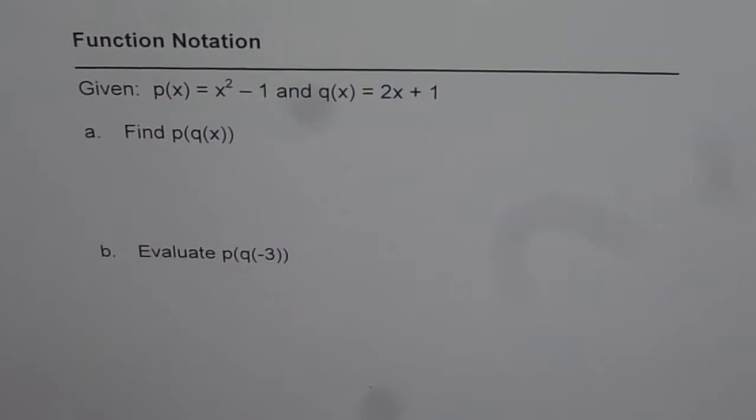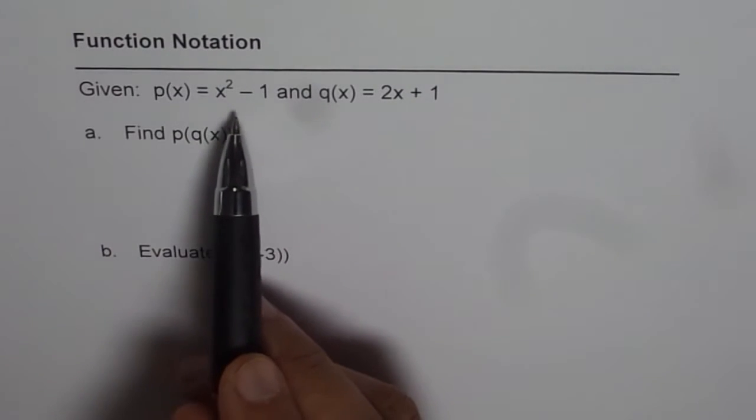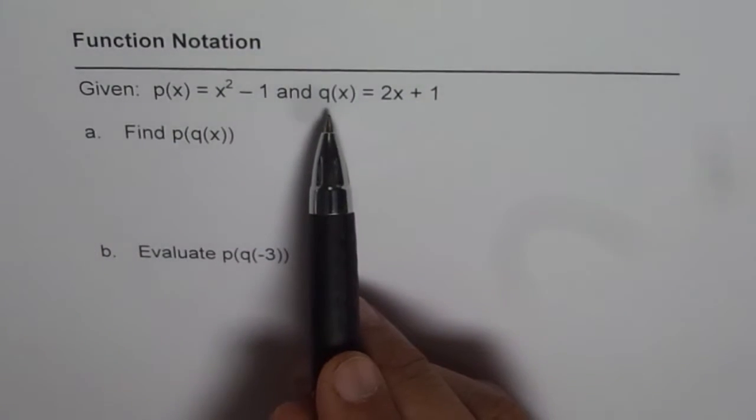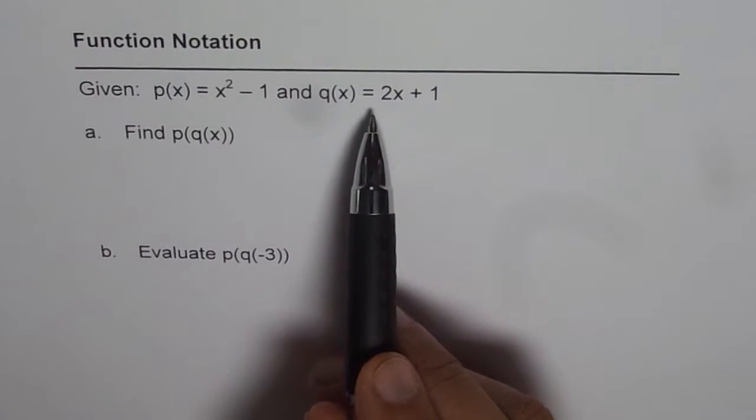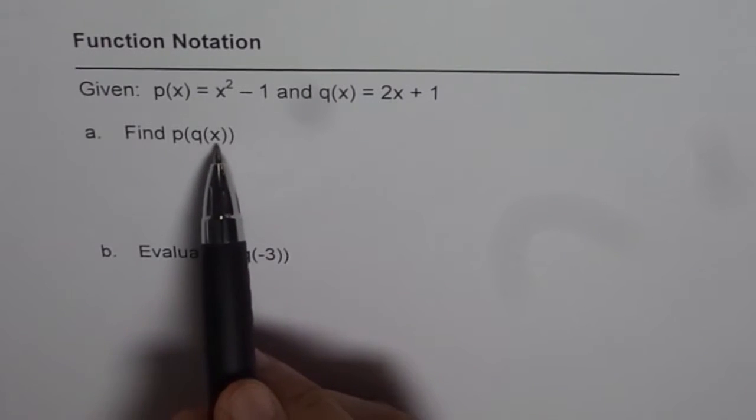Let us now understand what is function of function. In this example, we have two functions and we will see how to write function of function and how to evaluate function of function using function notation. We are given p of x equals x squared minus 1 and q of x is equal to 2x plus 1. Now we need to find p of q of x.